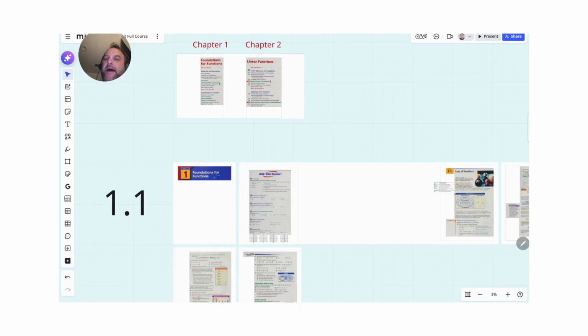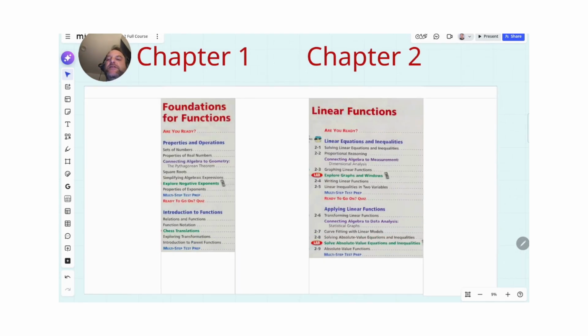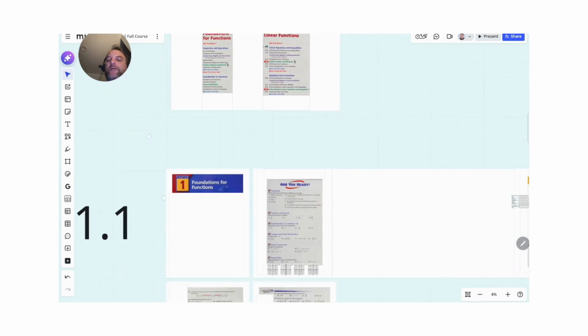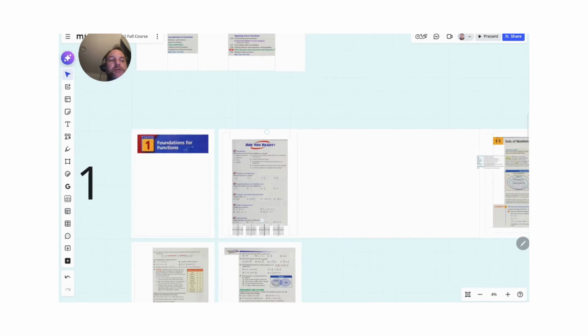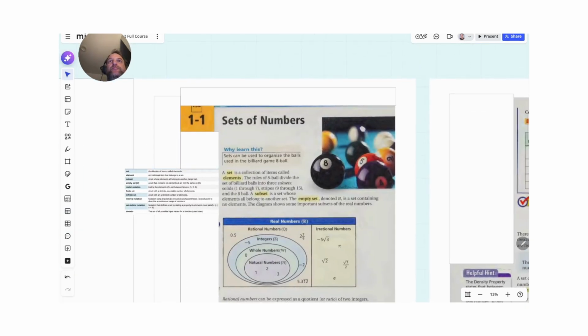Now let's take a look at our scope and sequence. We're beginning, of course, in Chapter 1, the foundations for functions, and then we'll move on to linear functions in Chapter 2. We have quite a bit to cover here in Chapter 1. Our first lesson in foundations for functions will be sets of numbers.